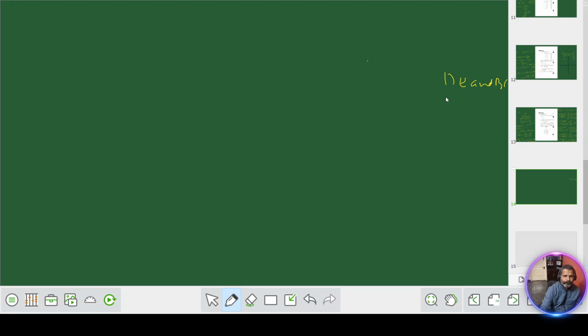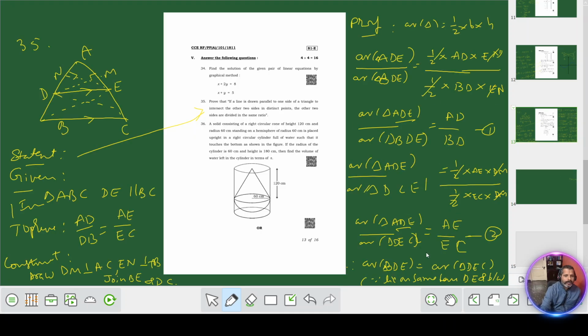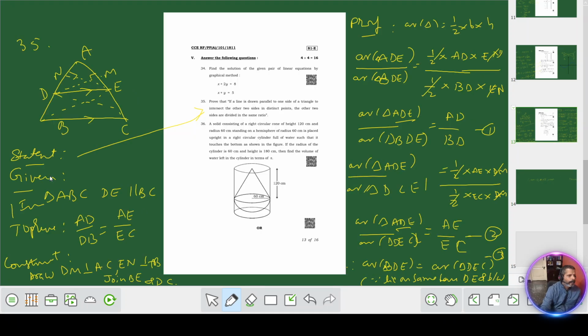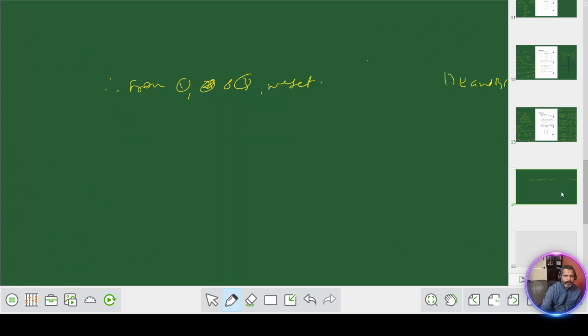Okay, now they're same. Therefore, 1 and 2, you call this as 3 also. Therefore, from 1, 2, and 3, we get what is to be proved, we write it here. That is AD by DB equal to AE by EC. Hence, proved.